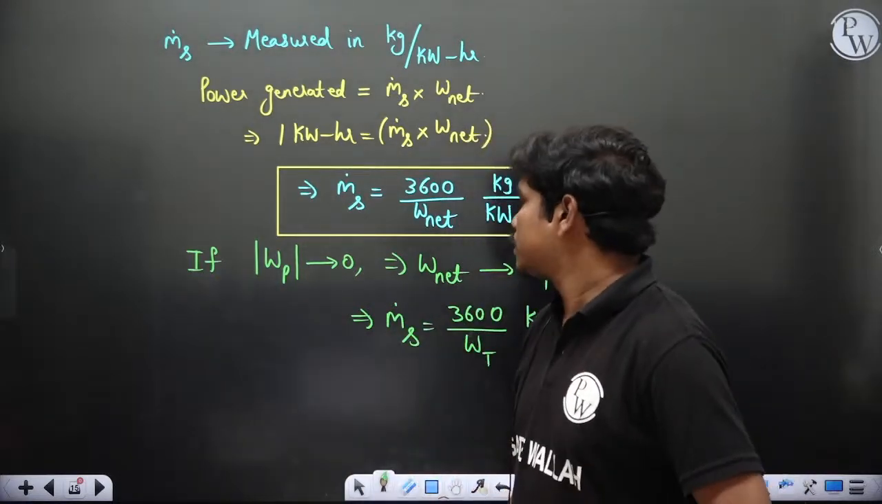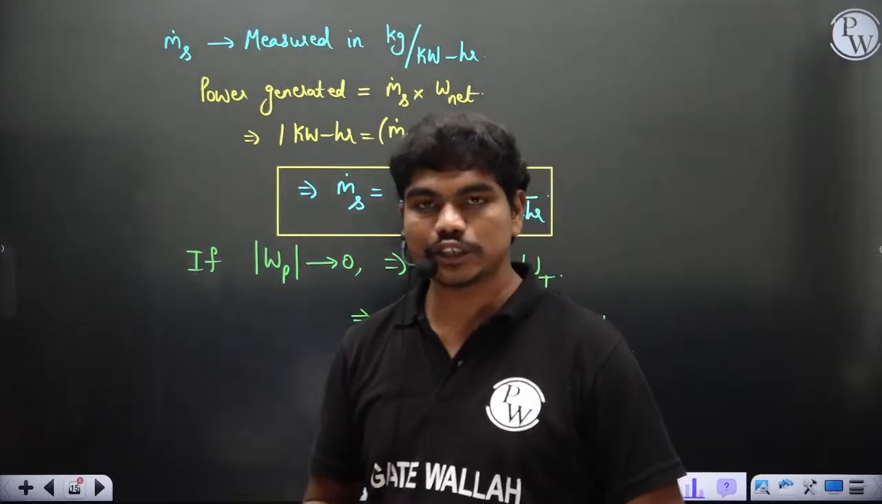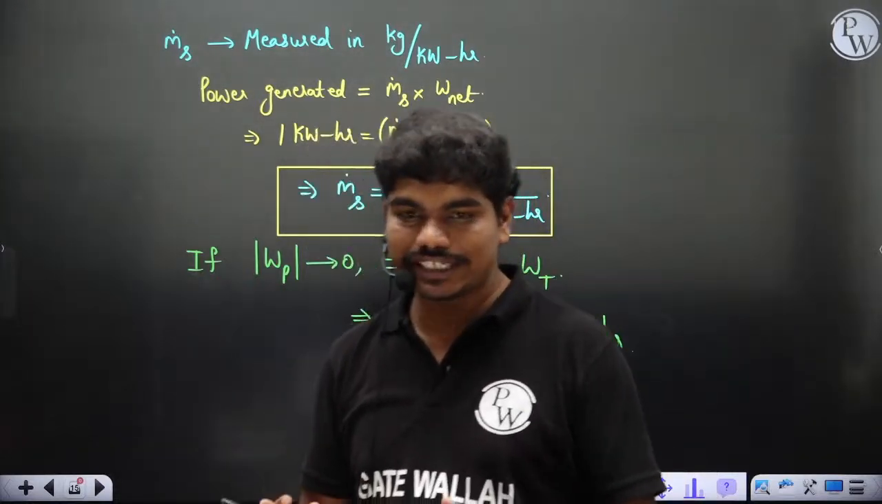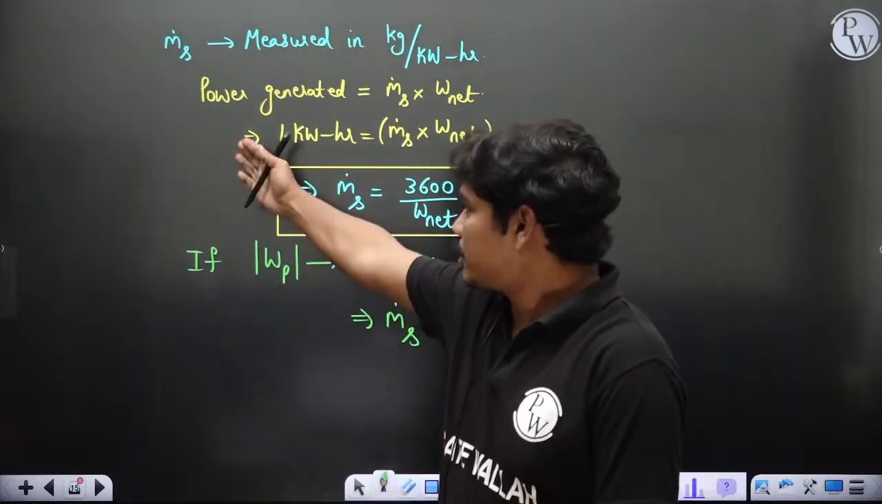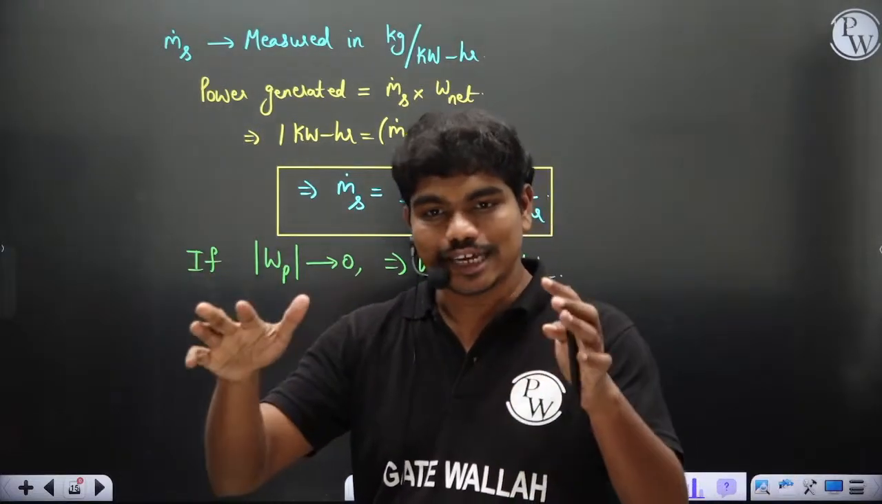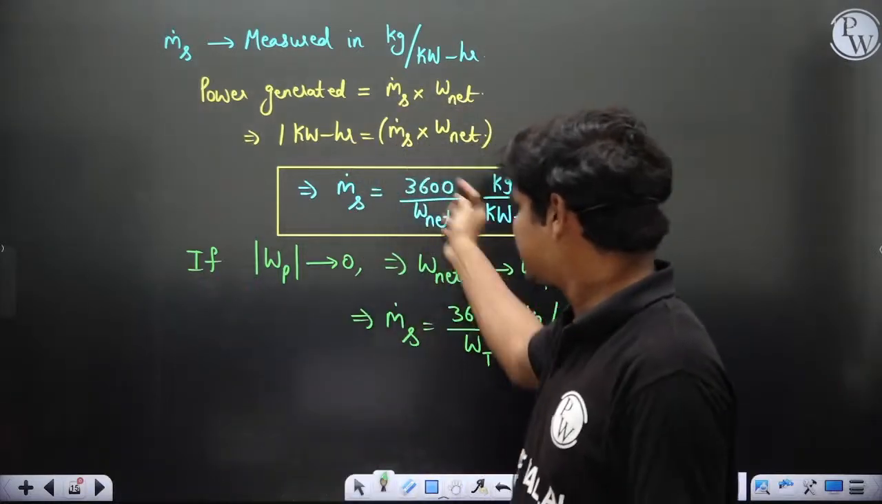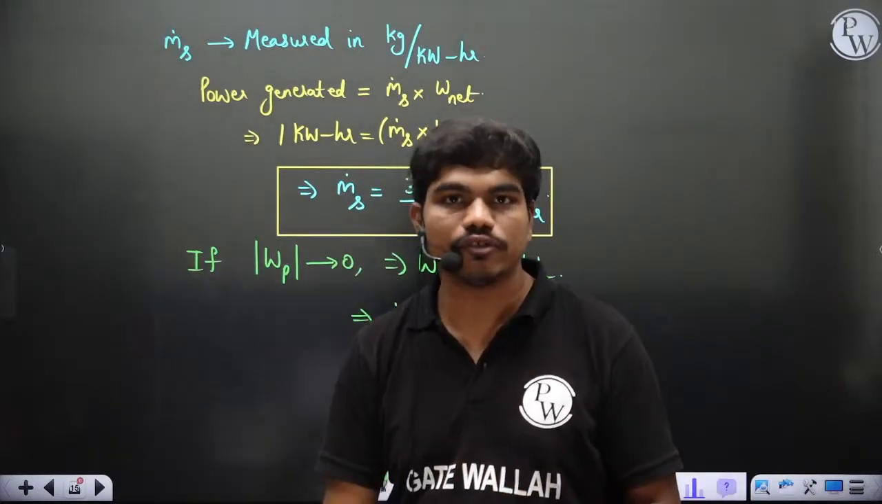Okay, so this is what you have, m dot s. This is the specific steam consumption. Now if m dot s is large, meaning the amount of steam required for generating this power is large, that means the amount of vapor that the boiler has to produce is definitely large, meaning the boiler size is big. So this specific steam consumption is indirectly a measure of the size of the boiler.